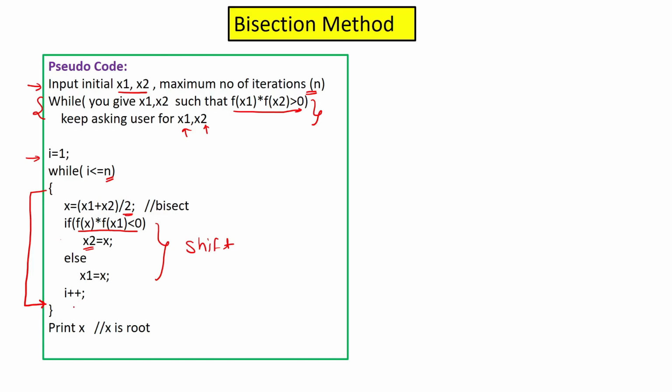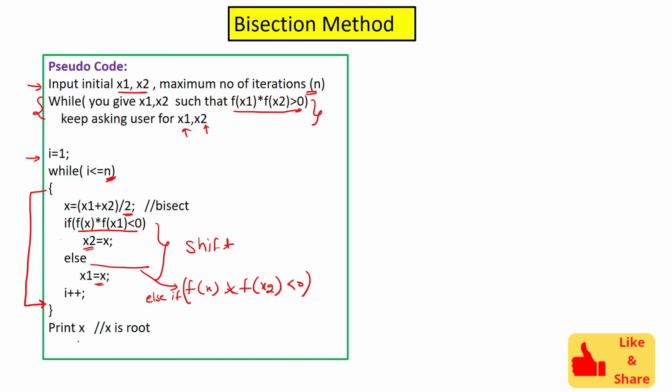Now you can write another condition here if you want, something like else if this condition is less than 0, and then this thing. Then this will also be correct. This process will go on till the maximum number of iterations, that is till n, and after that you have to print the x value, that is your root value.